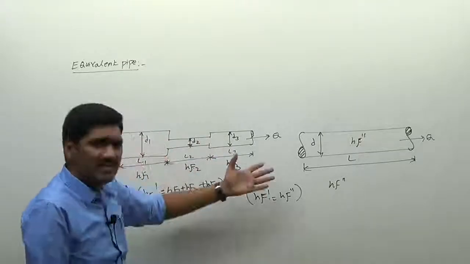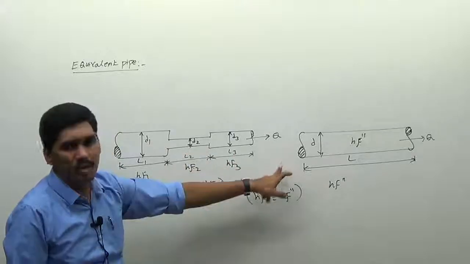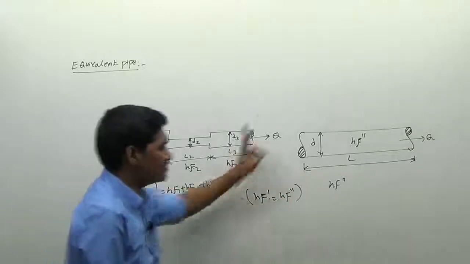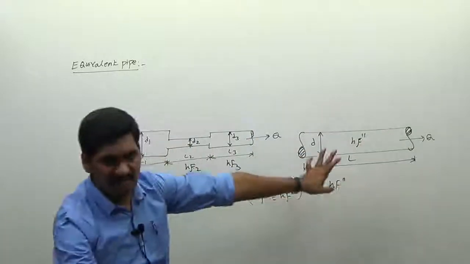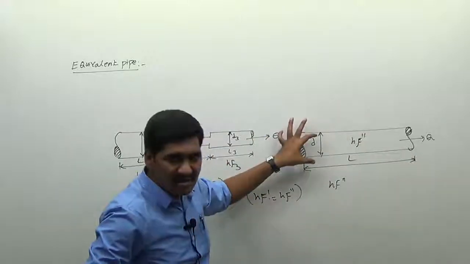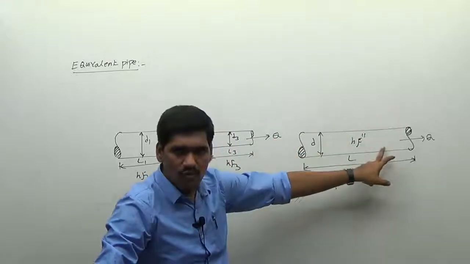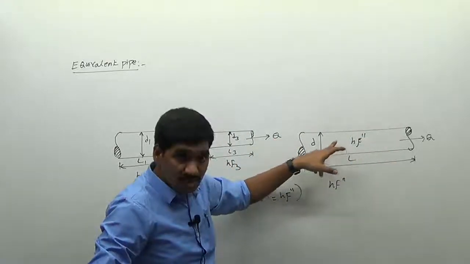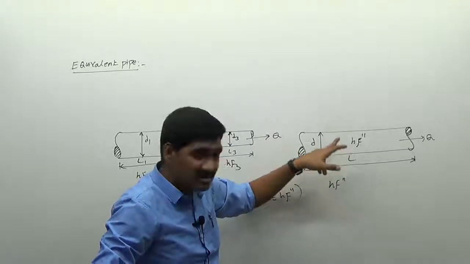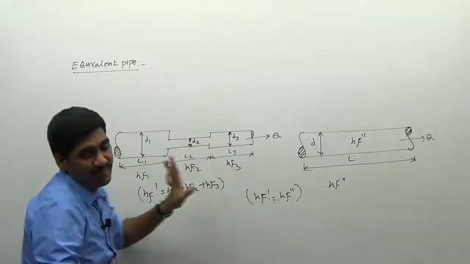Whatever it may be, it is cost effective, it is economical, and we can reduce the noise also here. So this type of pipe is called the equivalent pipe. I will give the definition once again. An equivalent pipe is a pipe having uniform diameter, discharging some value Q, and having loss of head HF such that the loss of head is equal to the sum of the loss of heads of the three sections in the given pipeline.